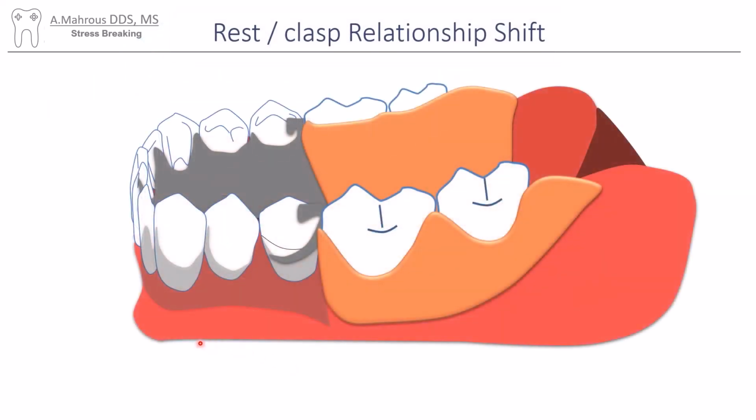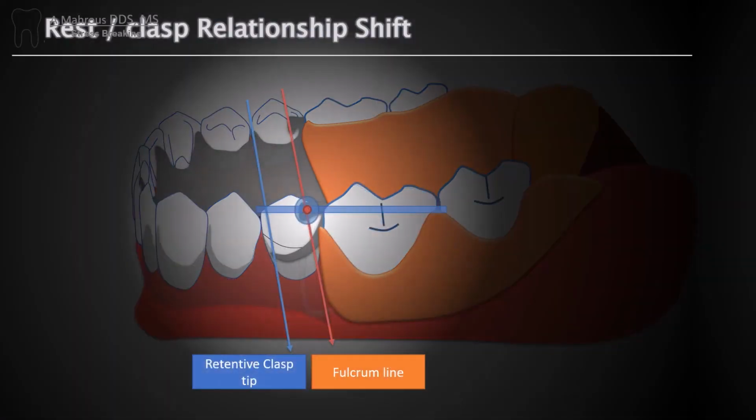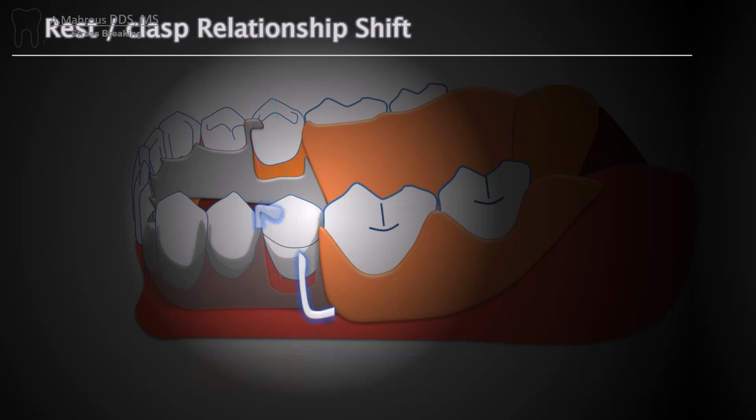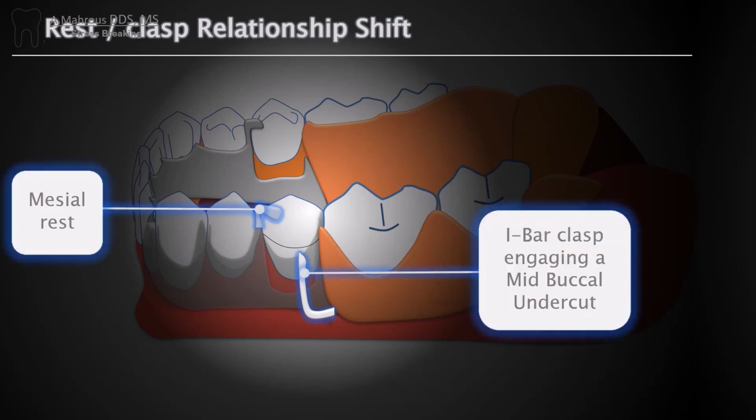Let's start out with the same case we mentioned before, a class 1 RPD with a CC clasp on the distal abutments. In this case, the fulcrum line is right in the middle between the retentive clasp and the posterior segment. Let's shift that around and see what will happen. You can see here that we moved the fulcrum line more anteriorly and the retentive clasp tip more posteriorly. We did this by shifting over the CC clasp into an I-bar clasp that engages the mid-buccal undercut and shifting the distal rest to a mesial rest.